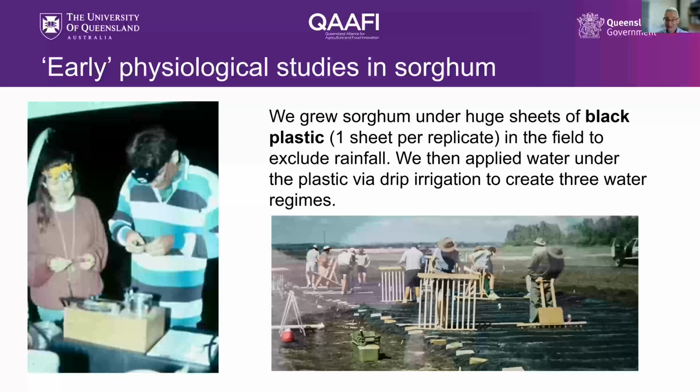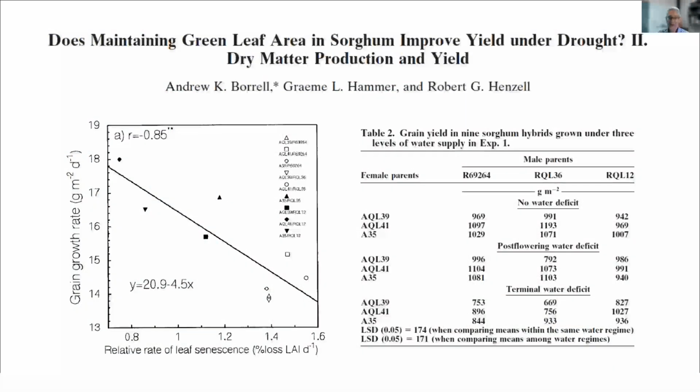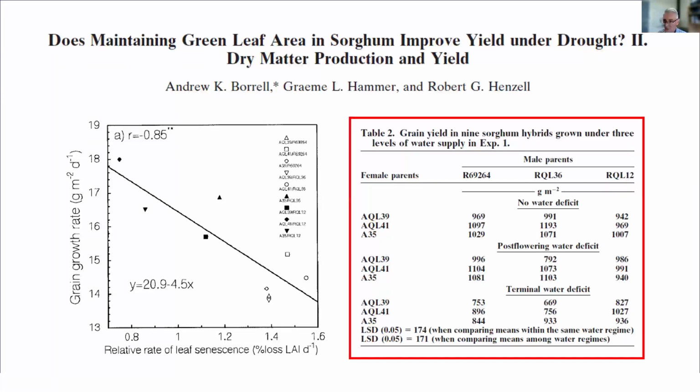In the early days, we grew sorghum under huge sheets of black plastic in the field to exclude rainfall. We then applied water under the plastic via drip irrigation to create three water regimes. This is a paper that I published with Graham Hammer and Bob Henzell. You can see there are three water regimes: no water deficit, post-flowering and terminal water deficit, and three female parents bearing stay green were crossed with three male parents bearing stay green.